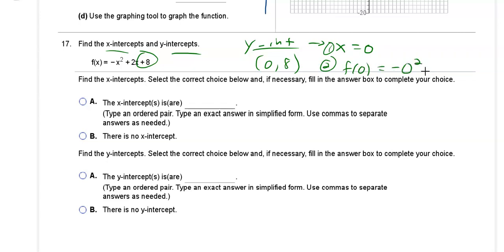And so we get negative 0 squared plus 2 times 0 plus 8. But just like we saw on the previous problems, those terms go away and you just get 8. So you get 0, 8. That's the y-intercept. So that would go here.